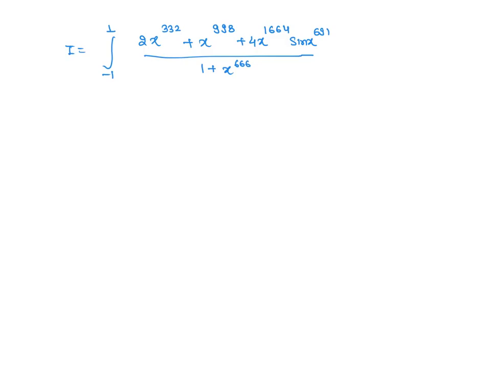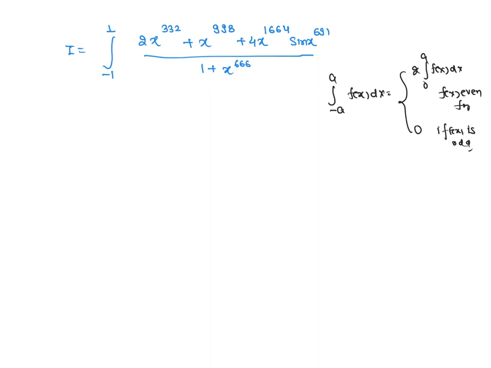Next problem is I equals integral from minus 1 to 1 of 2x power 332 plus x power 998 plus 4x power 1664 sin x power 691 divided by 1 plus x power 666. So this type of problem, how to solve? We know if it is minus a to a f x dx, this will be 2 times 0 to a f x dx if f x is an even function, and 0 if f x is odd.